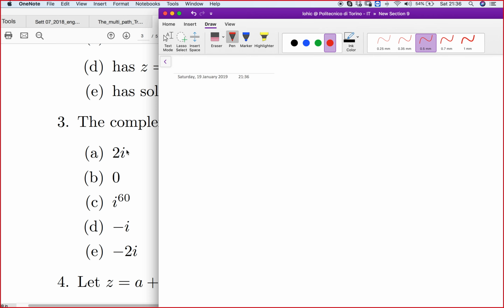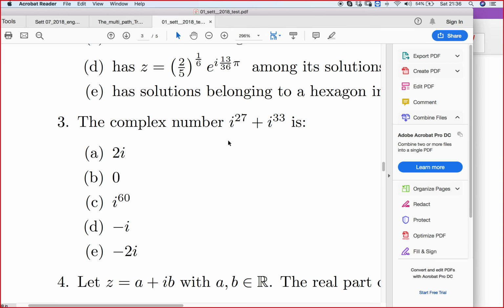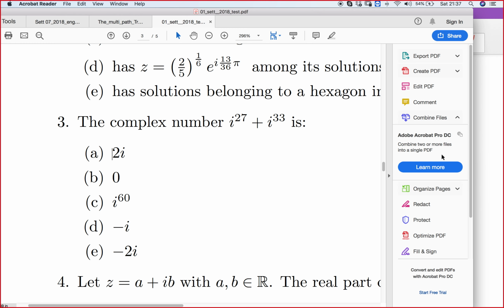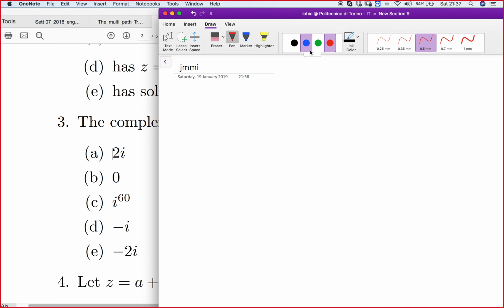The MCQ number 3 says: the complex number i to the power 27 plus i to the power 33 is. So you are given the following complex number: z equal to i to the power 27 plus i to the power 33. So let's write it. z equals i to the power 27 plus i to the power 33. And you are asked to compute how much it is.